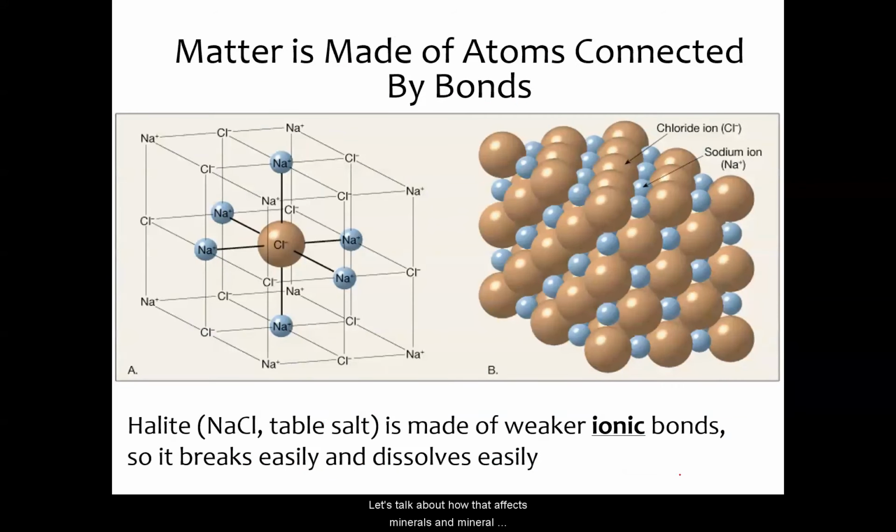So let's talk about how that affects minerals. The mineral halite, also known as sodium chloride, which makes up your table salt, is made of sodium ions with a positive charge and chlorine ions with a negative charge. They're attracted to each other, and so they bond together. But the ionic bond tends to be weaker in strength. And as a result, sodium chloride tends to break relatively easily. It's what we call soft. And it also dissolves easily.